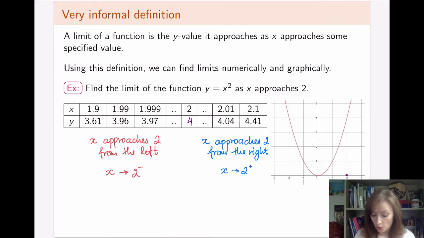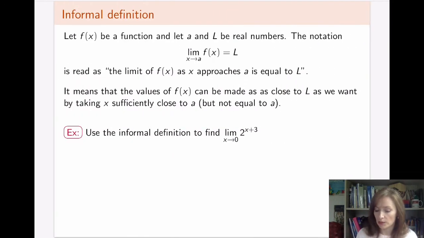Okay, so we can say here that the limit as x approaches 2 from left or right seems to be going toward 4. Now let's take a look at an informal definition of a limit that will also introduce a very useful notation that we can use for the limit, in order to save us from always writing "as x approaches, the limit is," and so on.